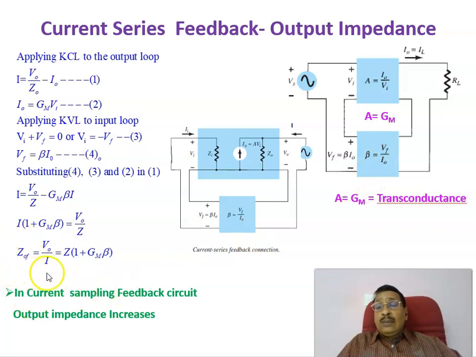Therefore, looking from the output, the output impedance with feedback is more than without feedback, meaning that if the sampling is current, the output impedance is increasing. In a current sampling feedback circuit, the output impedance increases. That is the general statement. The output impedance increases from Z0 to Z0 into 1 plus Gm into beta. That is, Z0F is equal to Z0 into 1 plus Gm into beta.